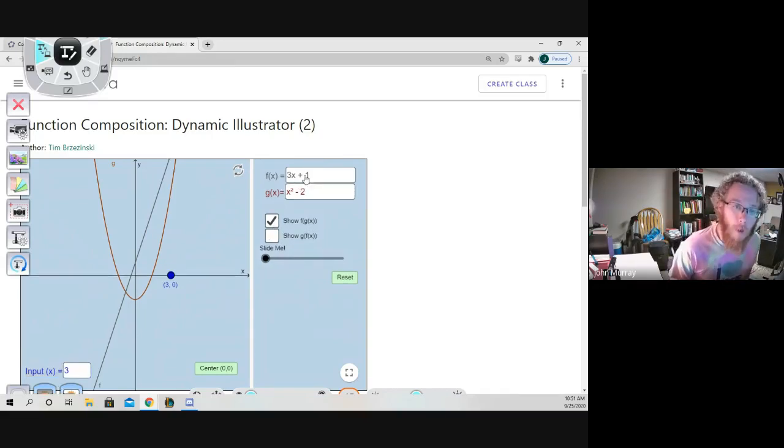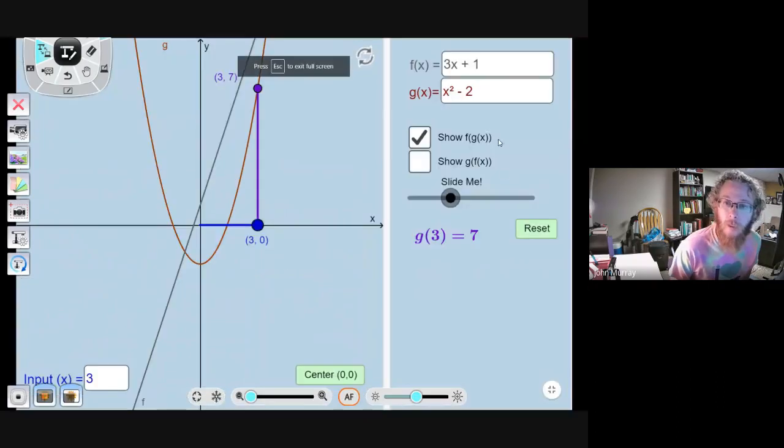So for 3, I would plug in 3 to here. So 3 times 3 is 9, plus 1 is 10. So we would do that. Oh, I'm sorry. Wait, what? I'm sorry. We would plug it into g of x first, right? g is our inside function. We plug in 3 and we get 9 minus 2, which is 7.